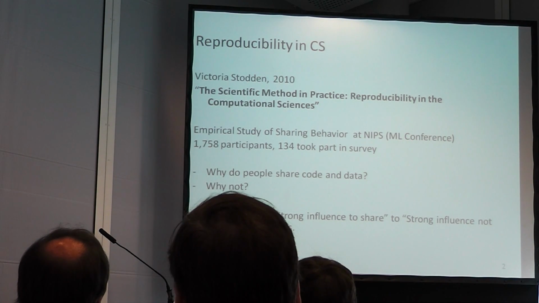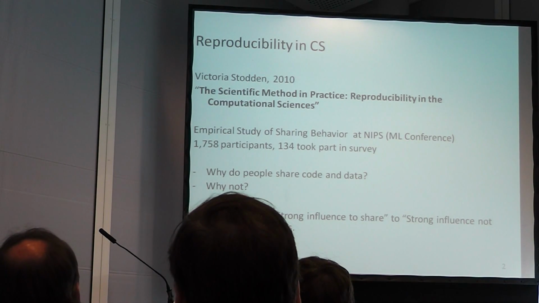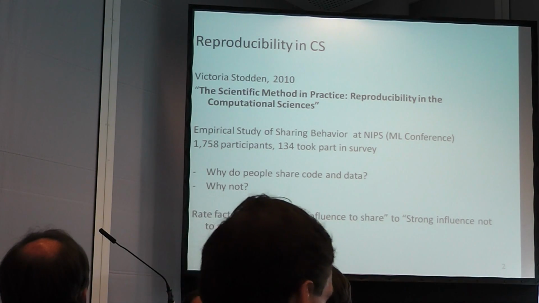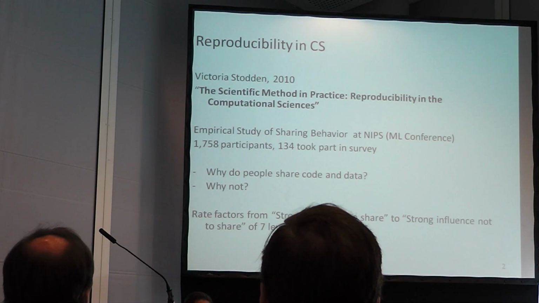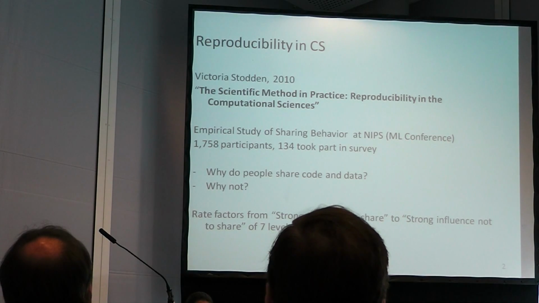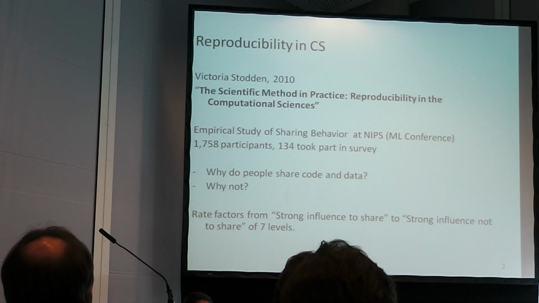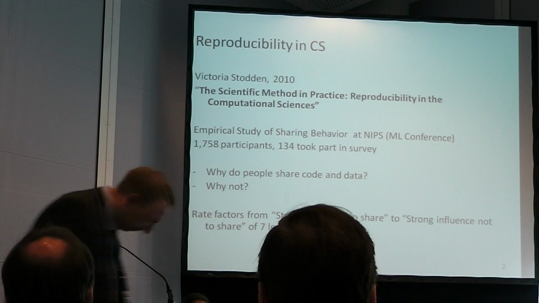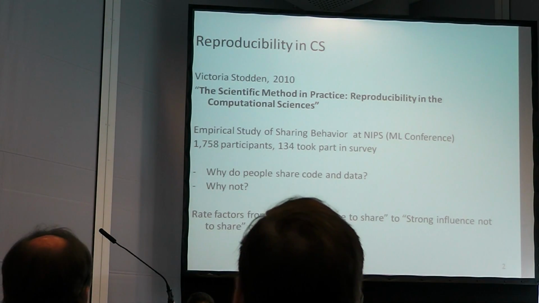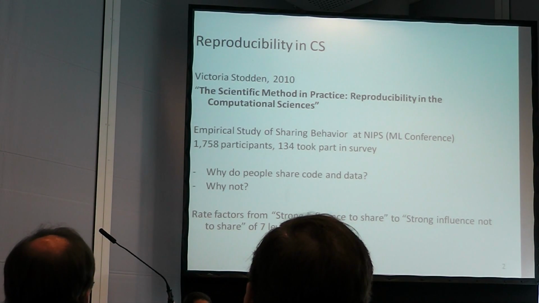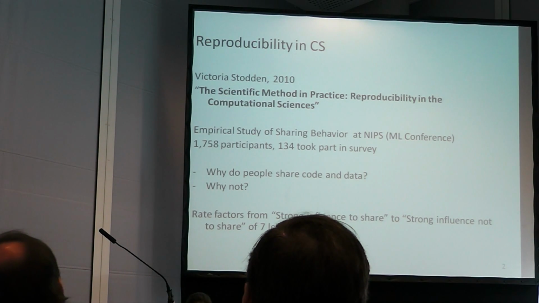Fortunately, there was a study recently by Victoria Stodden, 2010. It's called The Scientific Method in Practice: Reproducibility in the Computational Sciences. She conducted a survey, an empirical study of sharing behavior at NIPS, the Neural Information Processing Systems conference, a machine learning conference, with about 2,000 participants, but only 134 took part in the survey. She asked them why they share code and data, or why they don't. It gave many reasons that would influence them to share or not to share, and the participants had to rate these.